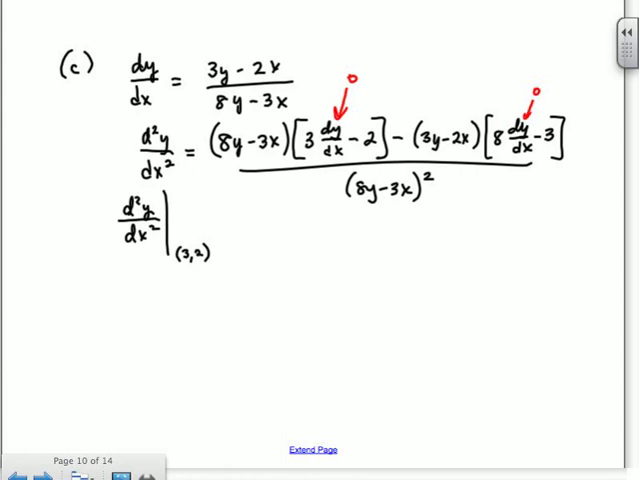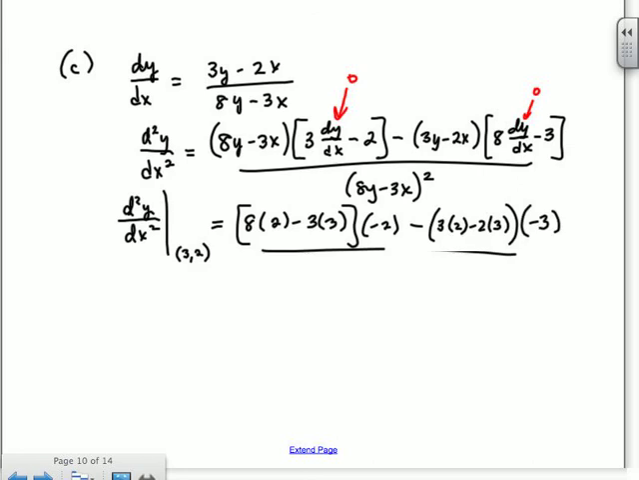Okay, so I get 8 times 2 minus 3 times 3. That's the first part. I have 0, so multiplied by negative 2. Minus 3 times 2 minus 2 times 3, multiplied by 0, so I just have negative 3. All over 8 times 2 minus 3 times 3 squared. So simplify. So 16 minus 9, all times negative 2, minus 6 minus 6, so 6 minus 6, right? All of that equals 0.